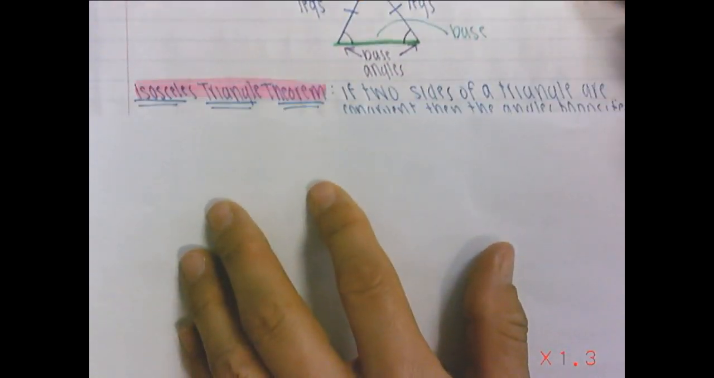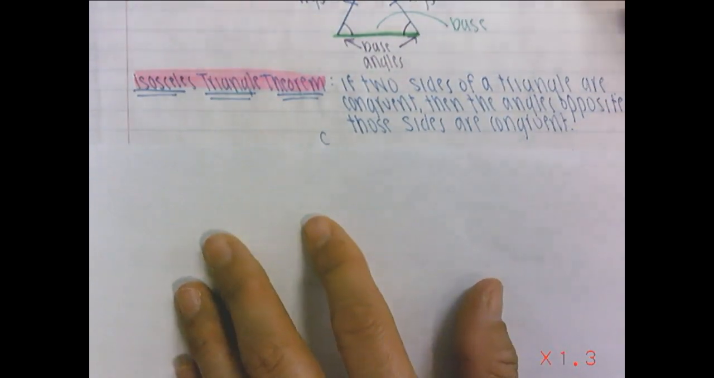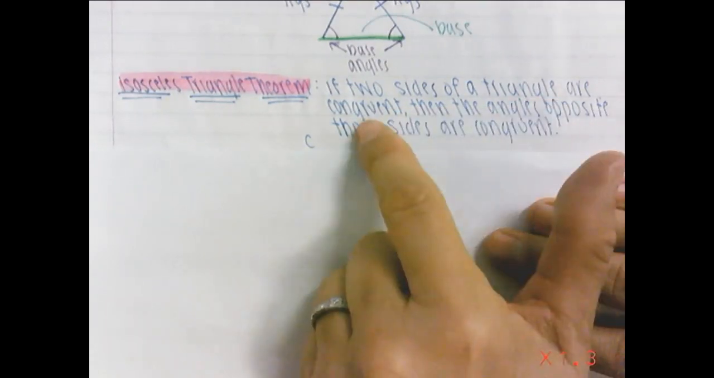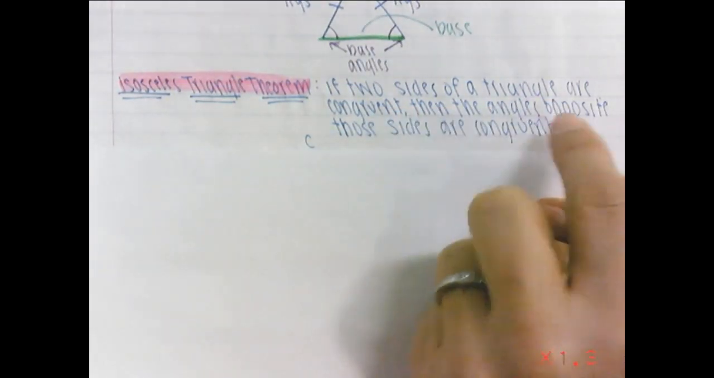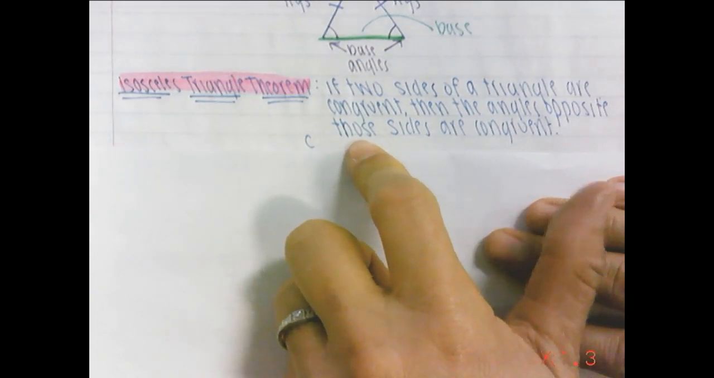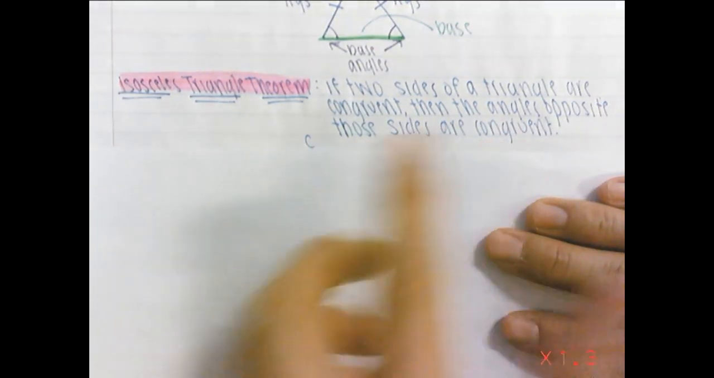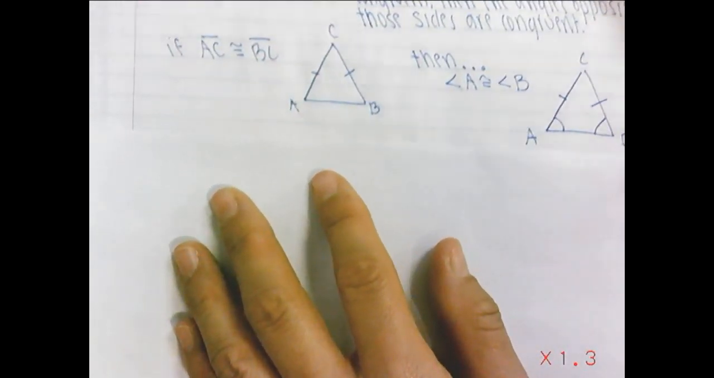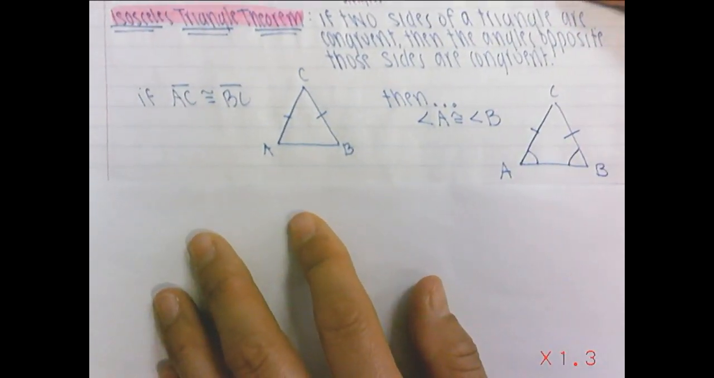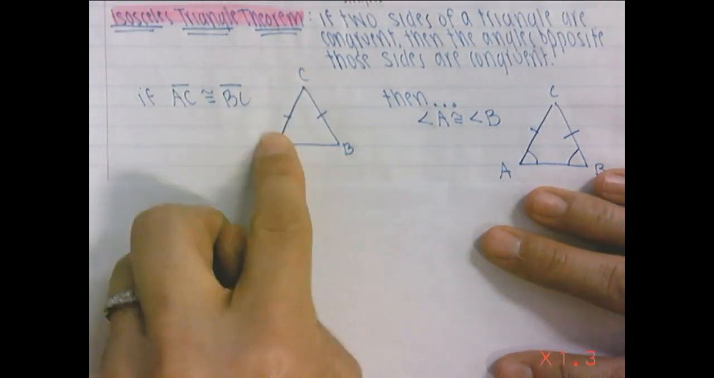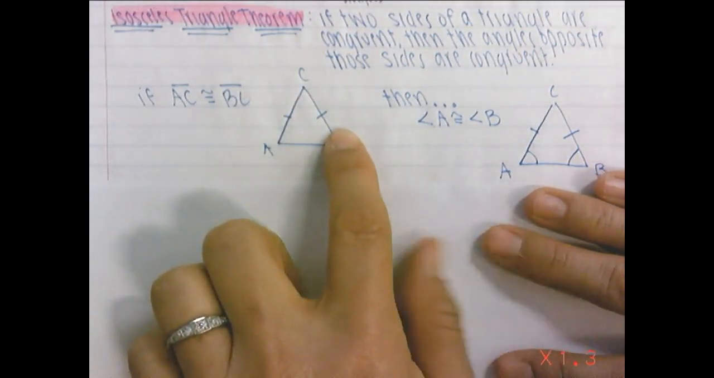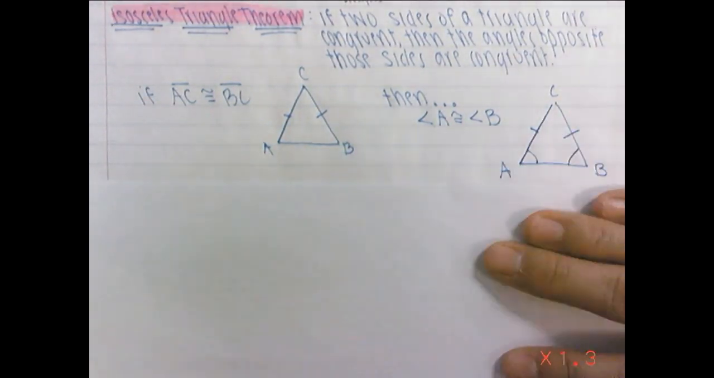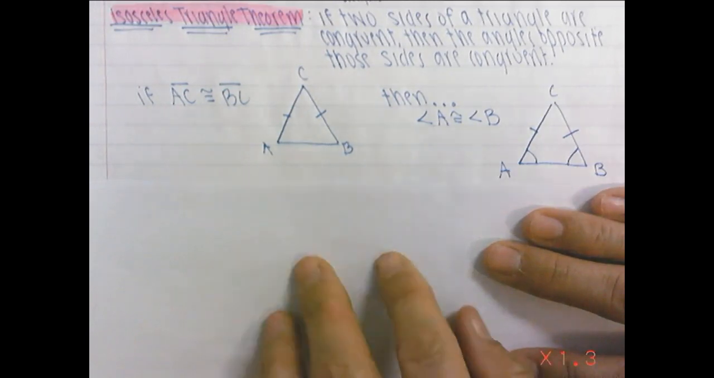And then we're going to move down to an isosceles triangle theorem. Another theorem for you. It states, if two sides of a triangle are congruent, then the angles opposite those sides are congruent as well. So, let's look at this triangle. If AC, this segment, is congruent to BC, this segment, then these base angles, angles A and B, will be congruent to each other as well. That's the isosceles triangle theorem.